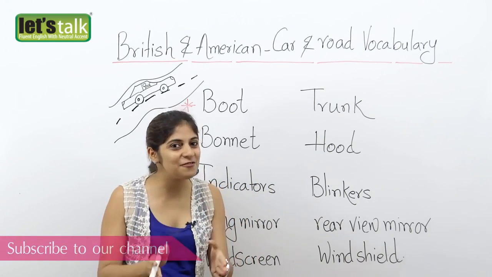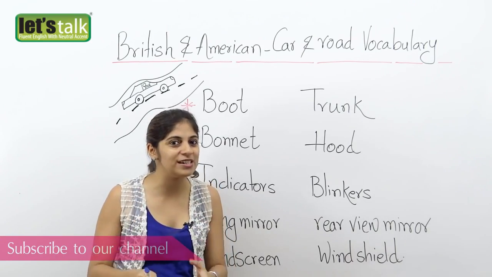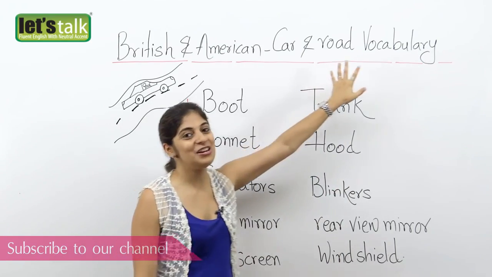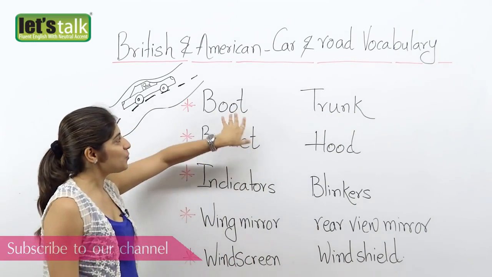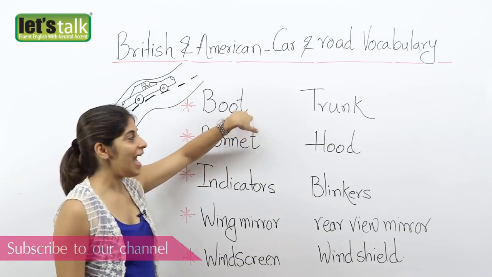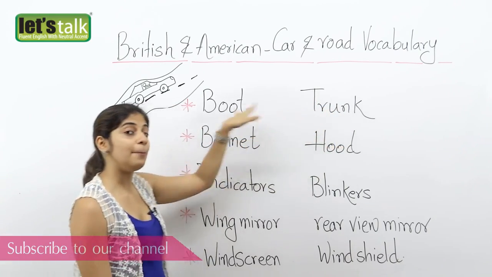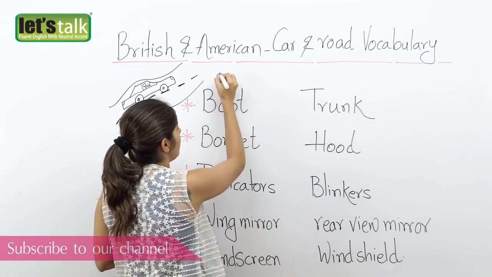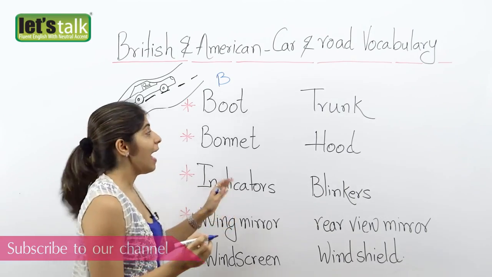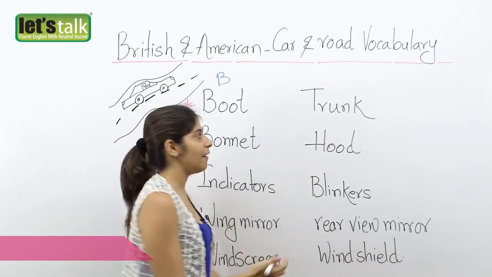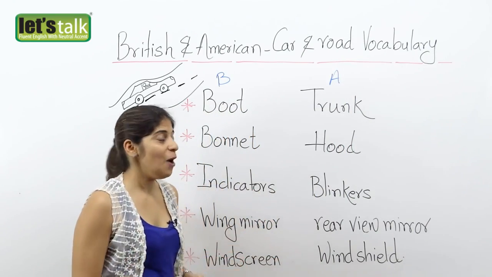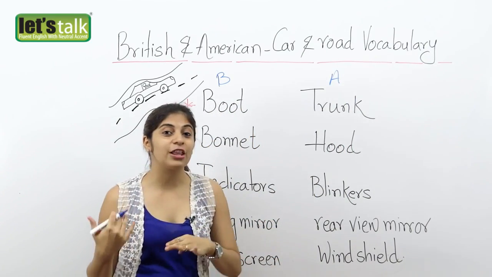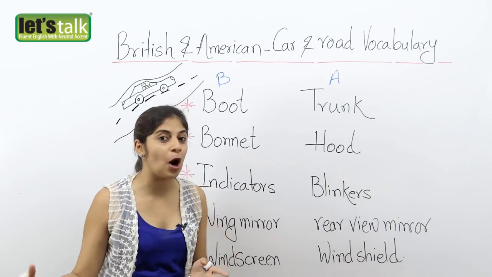So here specifically, let's look at some words related to car and road. Okay, so let's see here. The first one that we have is boot and trunk. Now boot is British English, and trunk belongs to American English. All right, and what does it mean? Well, boot is the back of the car. It's the storage compartment.